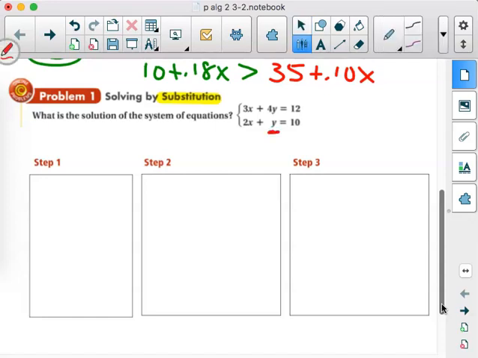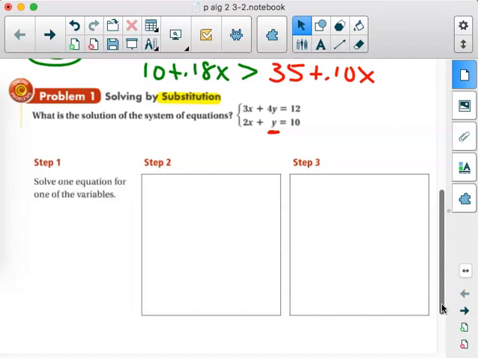And I see this. And I realize all I would have to do to get y by itself is just subtract 2x from both sides. So there's kind of like a step 1/2 here where we ask ourselves, is this a good one for substitution? And this is a really good one for substitution. So step 1 with substitution is always to try to get one of the variables alone. It doesn't matter if it's x or if it's y. You just want one of those variables all alone. So solve one equation for one of the variables.